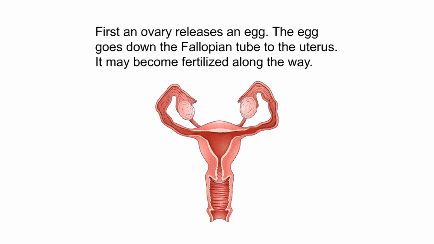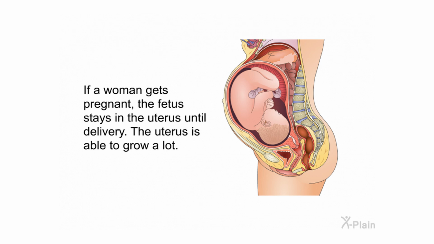First, an ovary releases an egg. The egg goes down the fallopian tube to the uterus. It may become fertilized along the way. If a woman gets pregnant, the fetus stays in the uterus until delivery. The uterus is able to grow a lot.